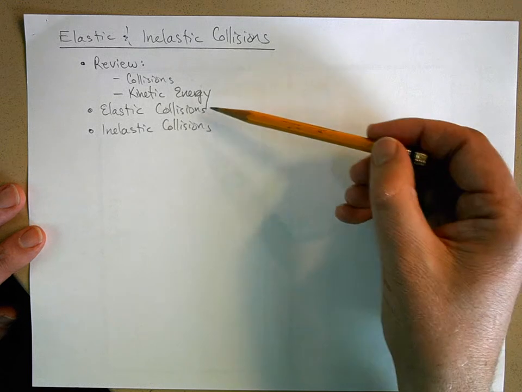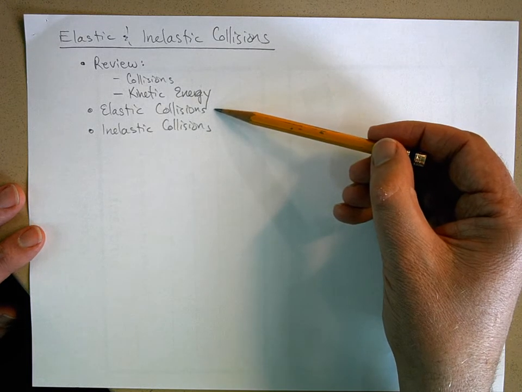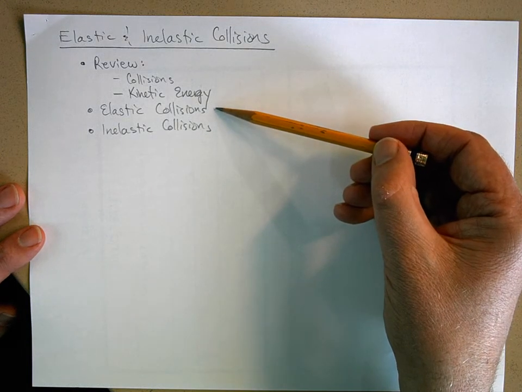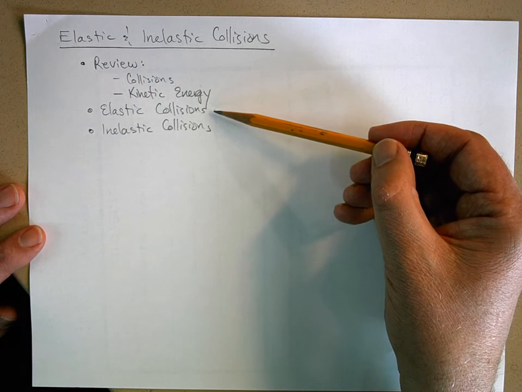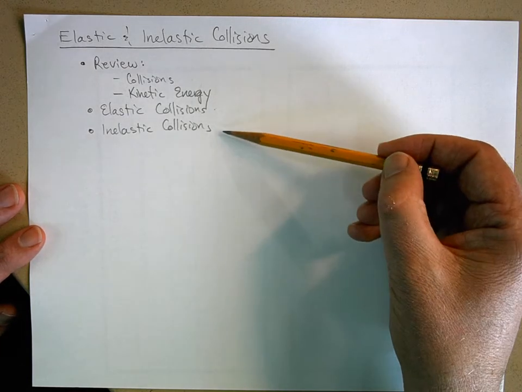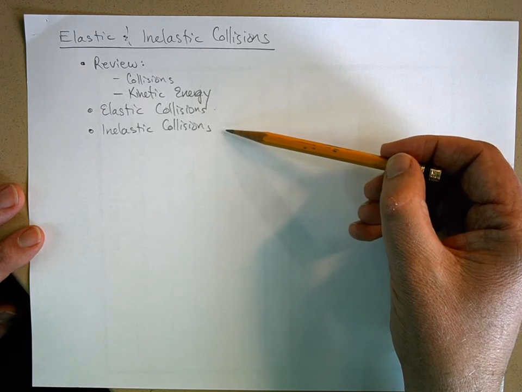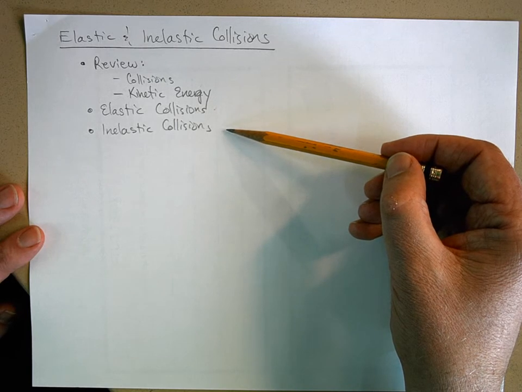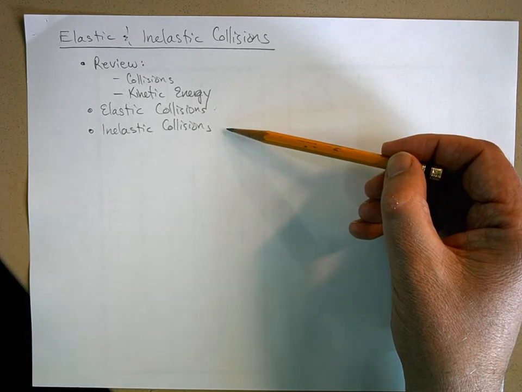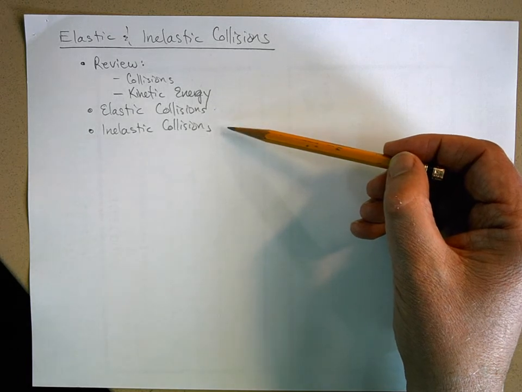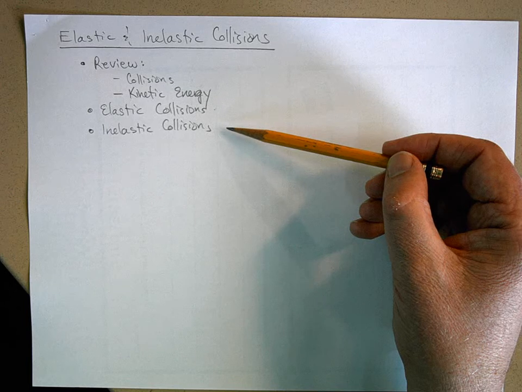And the bottom line is, during an elastic collision, we're going to see that kinetic energy is conserved as well as momentum. That is, we're not going to lose any kinetic energy. But in an inelastic collision, momentum will be conserved, but kinetic energy will be lost. Some of the kinetic energy will be transferred into the environment through heating. We're going to increase the thermal energy or the temperature of the environment.